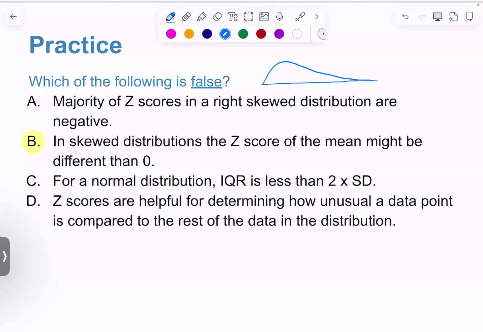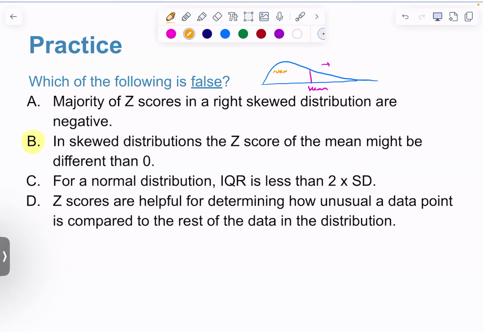It might look something like this. What happens to the mean in the right skewed distribution? Your mean is going to get pulled in the direction of the tail, and so your mean might be somewhere down here. You can still calculate Z scores, and Z takes the distance from the mean. But now you've got this bulk of data points that are all below the mean, and so these would all yield negative Z scores.